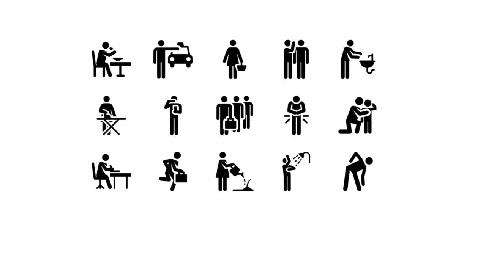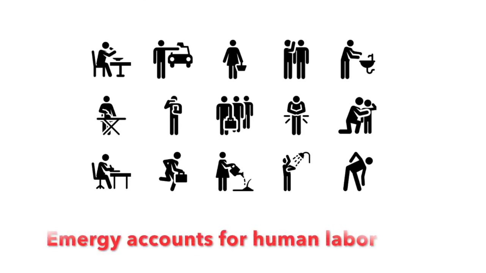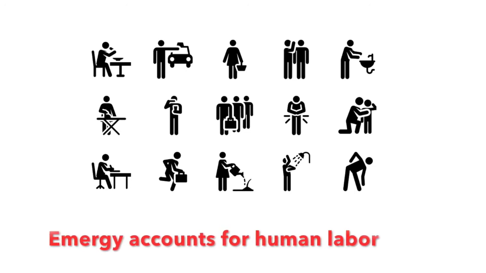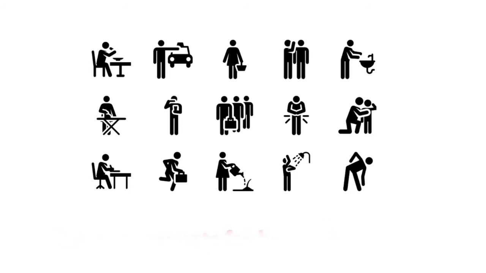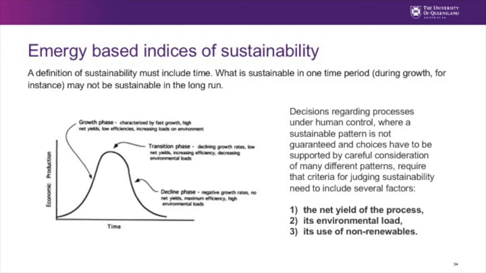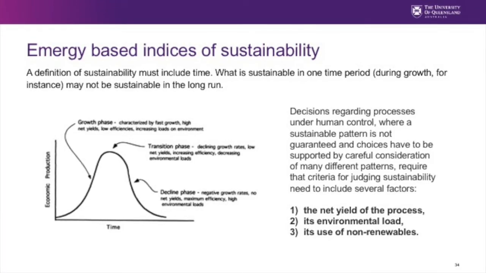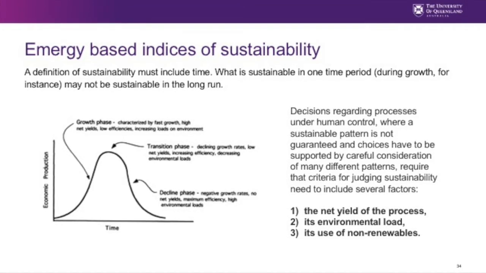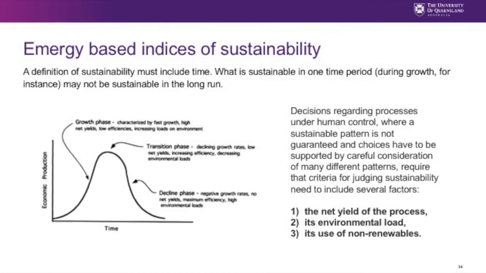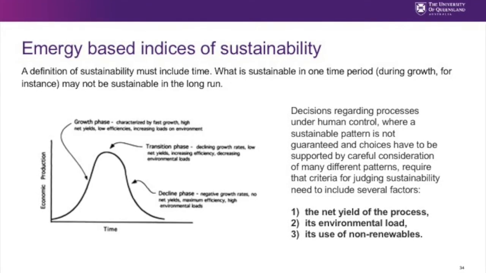If we follow that logic, it means that we can account for energy required for anything. Even human labor, we can quantify in terms of energy units what is required to do the activities that we do on a daily basis. As you will see, the method is quite useful and quite insightful because it also considers time in terms of sustainability. What is sustainable in one time period may not be sustainable in the long run.